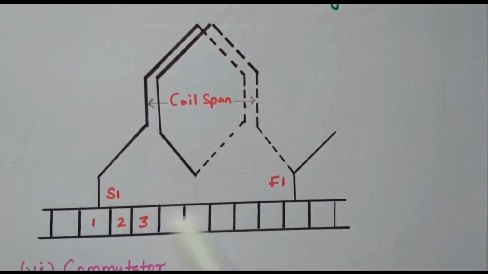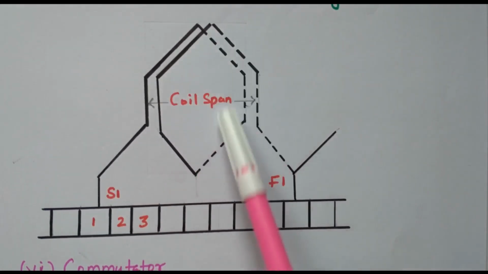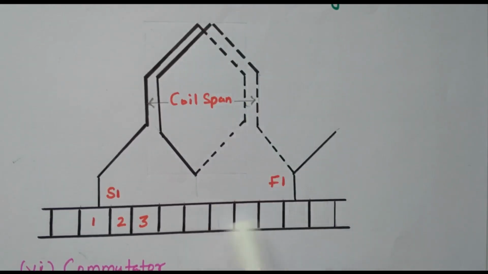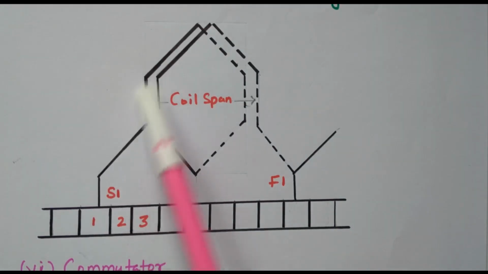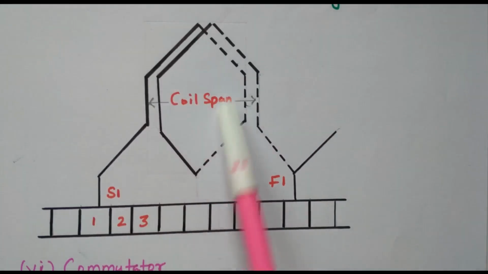So these are the commutator segments 1, 2, 3. See here, coil 1 starts at the first segment. It will go like this, keep on going around, and after some places it ends with the finishing F1. If 5 poles are available, it will go 5 times and end at one point. So the start and end, S1 and F1, go like a wave.